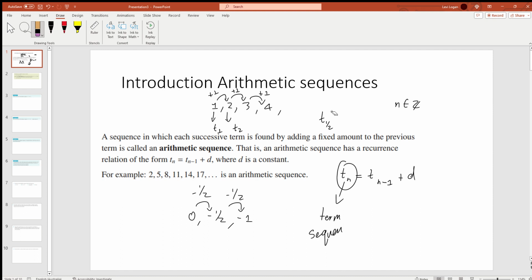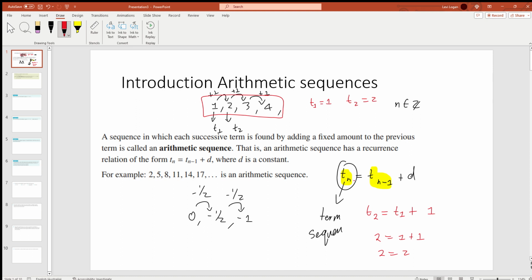What else? When it says t of n and then t of n minus 1, what that means is that the next term is the previous term plus a constant. Let's take this sequence right here. My first term, t of 1, is 1. t of 2 is 2. So t of 2 is equal to t of 1 plus your common difference, which is 1 in this case. Is that not true? t of 2 is 2, t of 1 is 1, plus 1. Does that not equal 2?